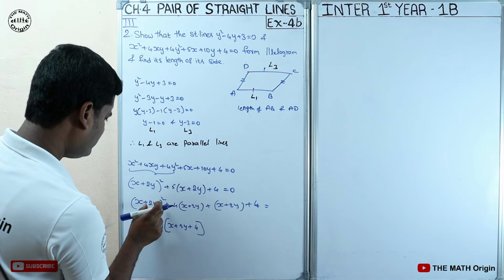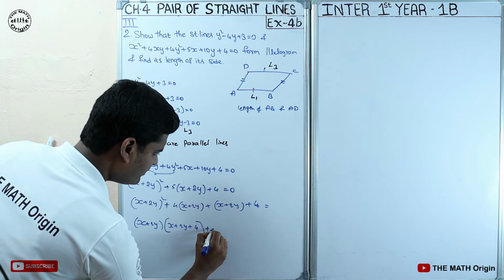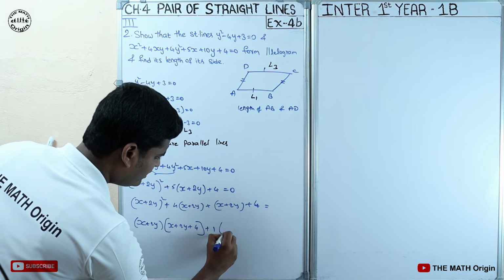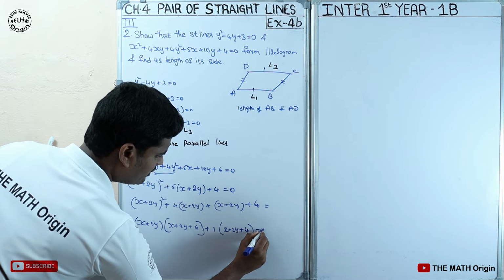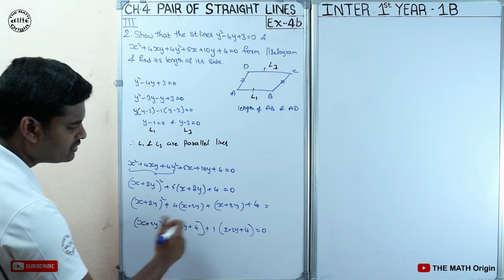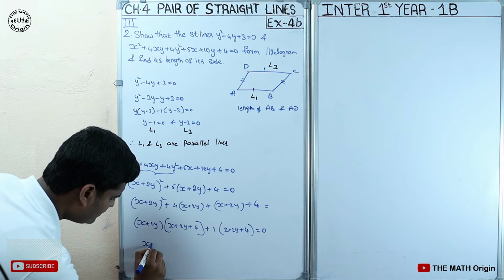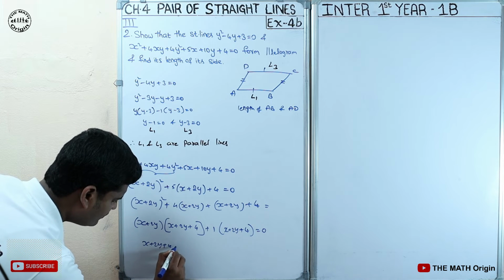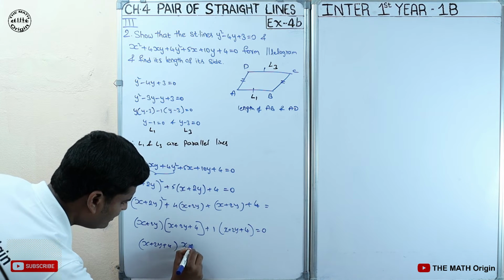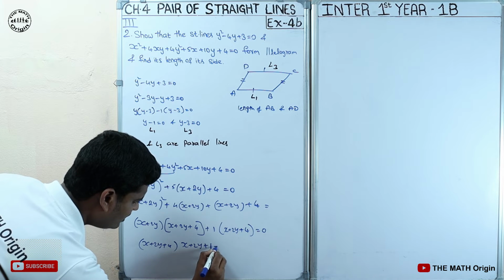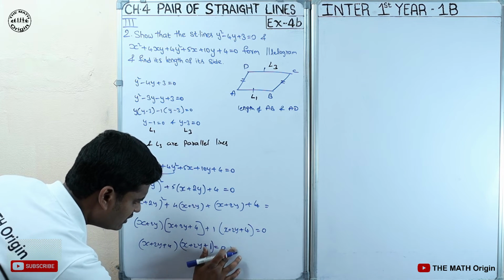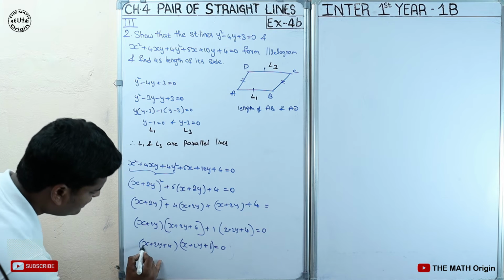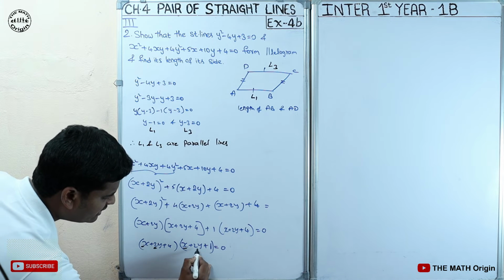From this, if I take (x + 2y) common, it's (x + 2y + 4), and from this if I take 1 as common, the other value is (x + 2y + 4) equals 0. So from this, (x + 2y + 4) is common, and the other value is (x + 2y + 1) equals 0. x + 2y equals 0. Now if you see, the x coefficients and y coefficients are equal.